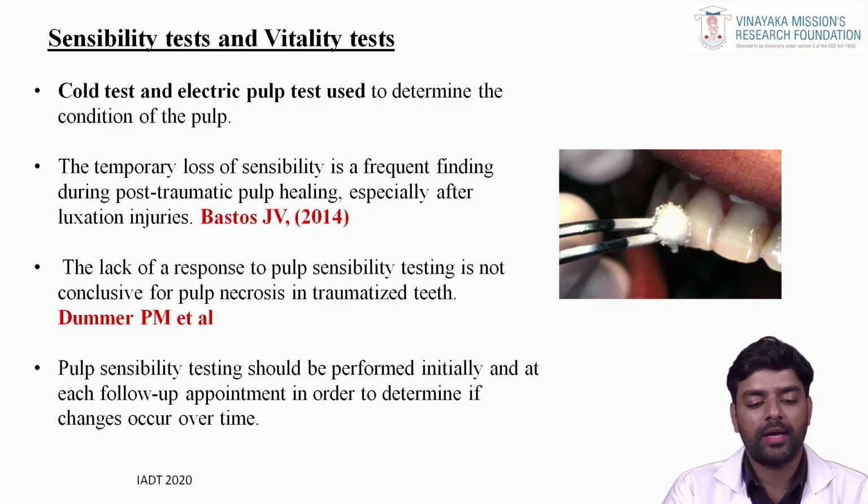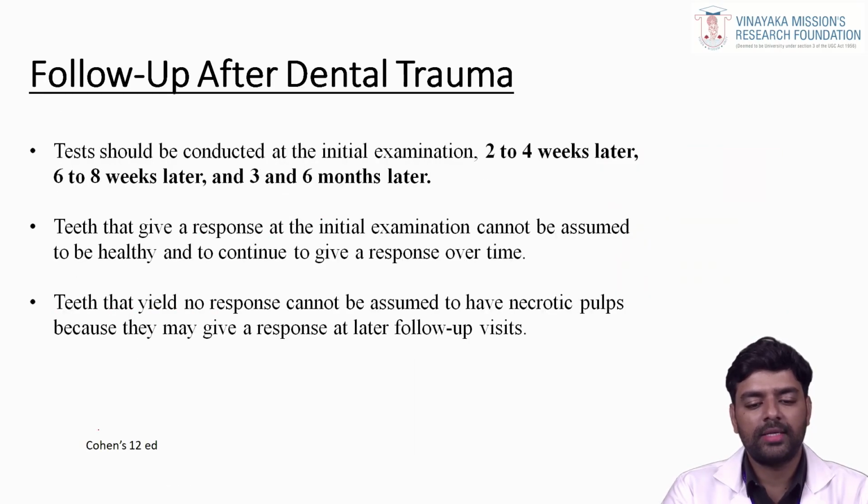Then there are two types of pulp vitality tests. One is the cold test and the other is the electric pulp test, used to determine the condition of the pulp. Temporary loss of sensibility is a frequent finding during post-traumatic pulp healing, especially after luxation injuries. The lack of response to pulp sensibility testing is not conclusive for pulp necrosis in a traumatized tooth. So the pulp sensibility test should be performed initially and at each follow-up appointment in order to determine if changes occur at any time.